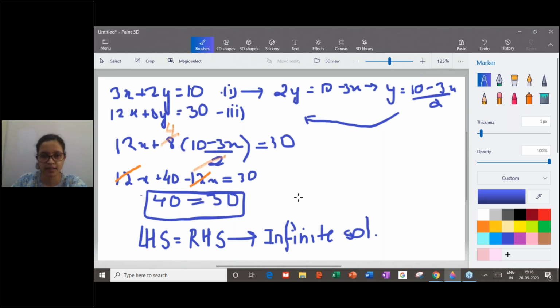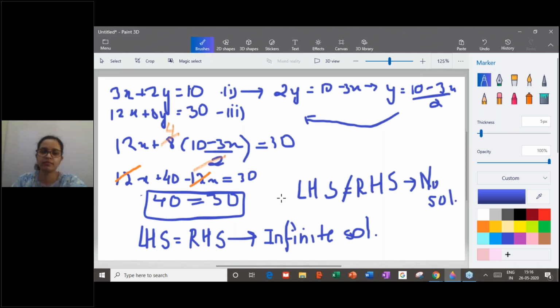And when, I'll write it here, when LHS is not equal to RHS, it basically means it has no solution. Correct? Okay. Now is it clear?